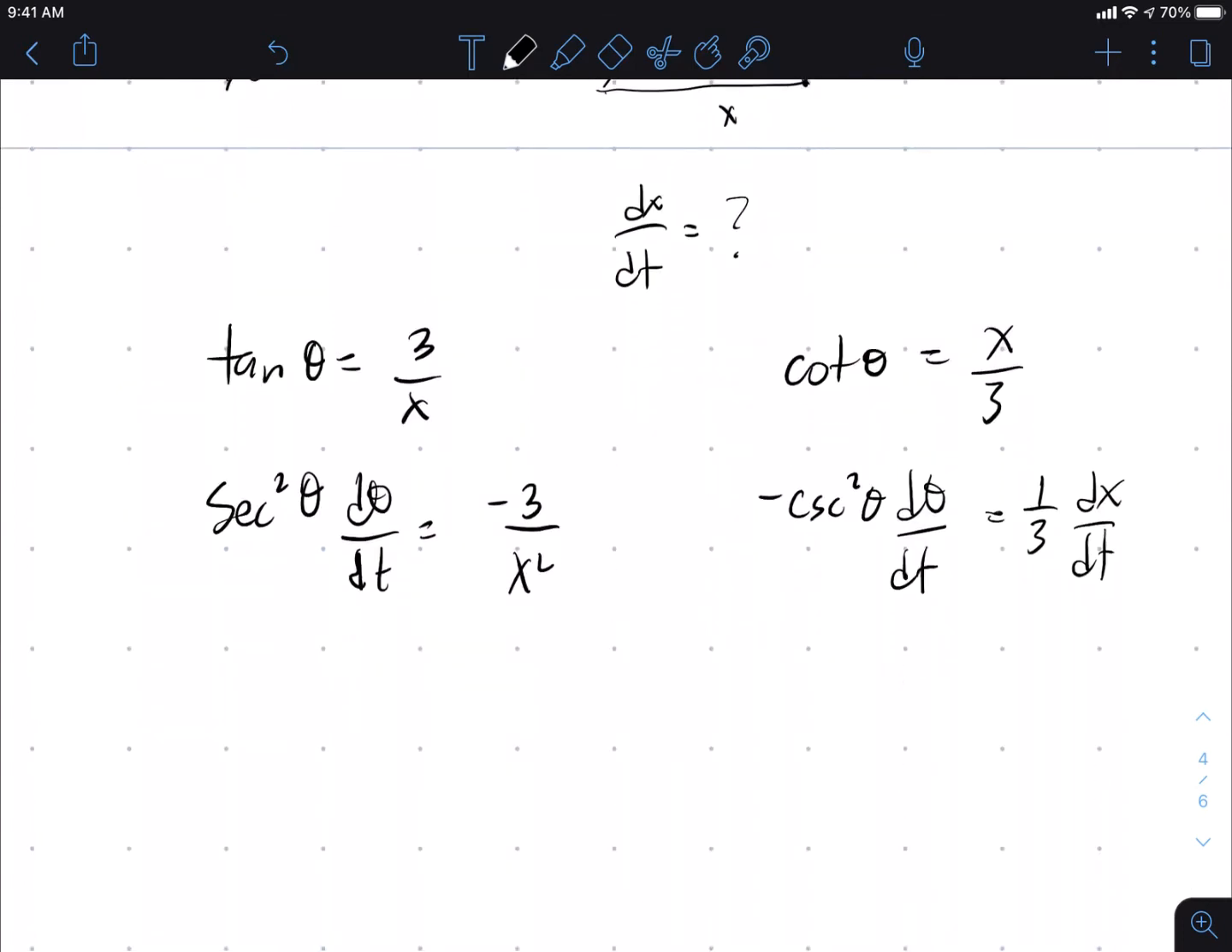So if we use this here, I know the angle specifically that we're using for theta, right? So I'm going to get negative cosecant of pi over 6 squared. My rate of change is a negative pi over 6. Agreed? 1/3. We're looking for the rate of the plane's change.